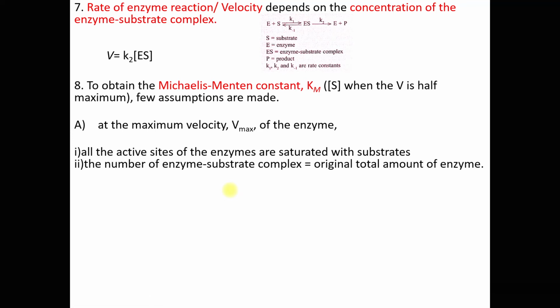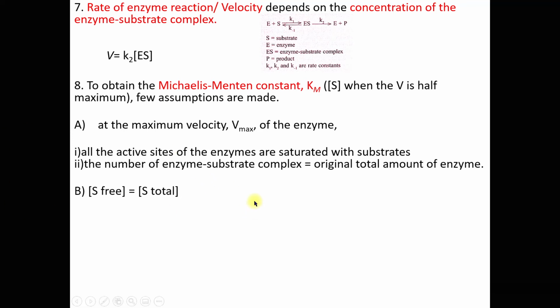Maksudnya, let's say kamu ada 100 enzyme. Okay, initially ada 100 enzyme. So formation of enzyme substrate complex pun mesti ada 100. Sebab hanya ada 100 enzyme. So maksimum ada enzyme substrate complex mestilah 100, kan?